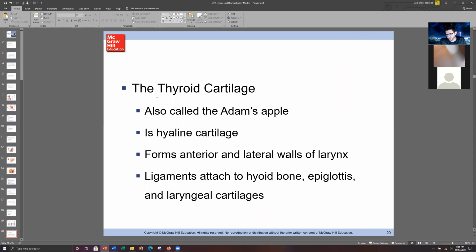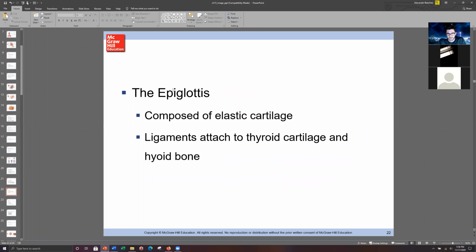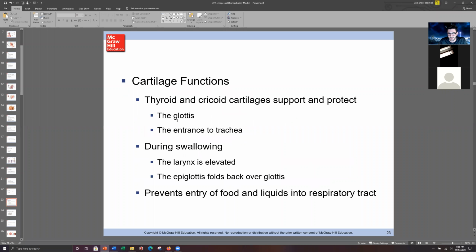So thyroid cartilage, also called Adam's apple, hyaline cartilage, forms the anterior and lateral walls of the larynx. Ligaments attached to the hyoid bone, the epiglottis, and laryngeal cartilages. Cricoid is made out of hyaline cartilage, which forms the posterior portion of the larynx. Ligaments attach first to the tracheal cartilage and then articulate with the arytenoid cartilages. And then the epiglottis, made of elastic cartilage, which is nice and convenient because it can open and close and is pliable. Ligaments attached to the thyroid cartilage and the hyoid bone.